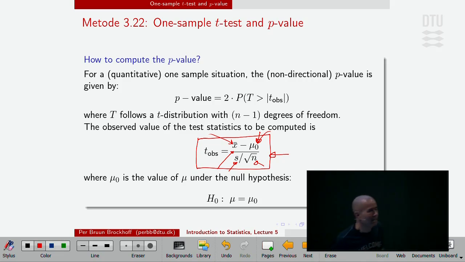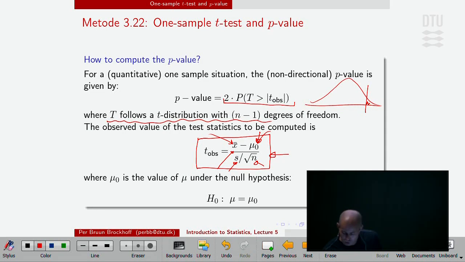So I see the difference between data and null relative to the standard deviation, and sometimes you could say that I measure it in the unit of standard deviation. That could be a way to say it. So I count how many standard deviations I am away from the null. So I compute this number, basically. That's a number in my application. Then I use the right t-distribution and find the p-value like this.